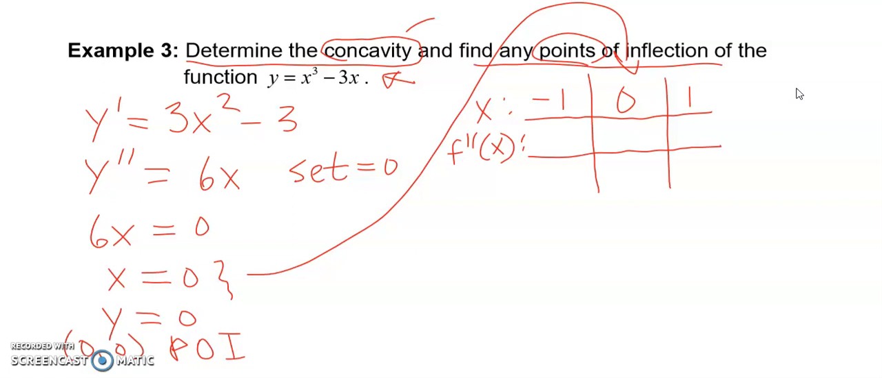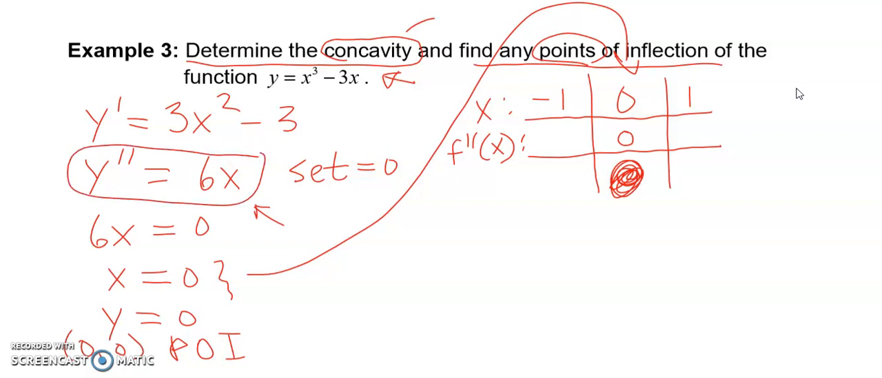Now I know the concavity at the actual point of inflection at 0, 0. That's going to be 0, so you don't have to worry about plugging that in. You know that's going to be 0. That's not concave up or concave down. So you don't need to put anything right here. You can just leave that blank. Put -1 into your second derivative. Now remember, here's your second derivative. There's your second derivative right there.